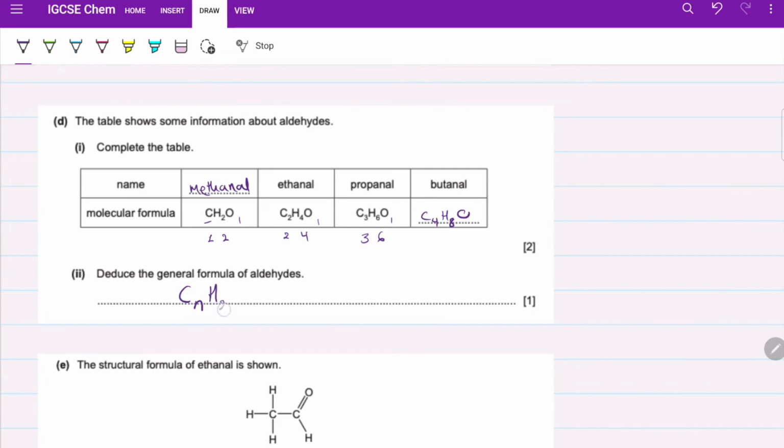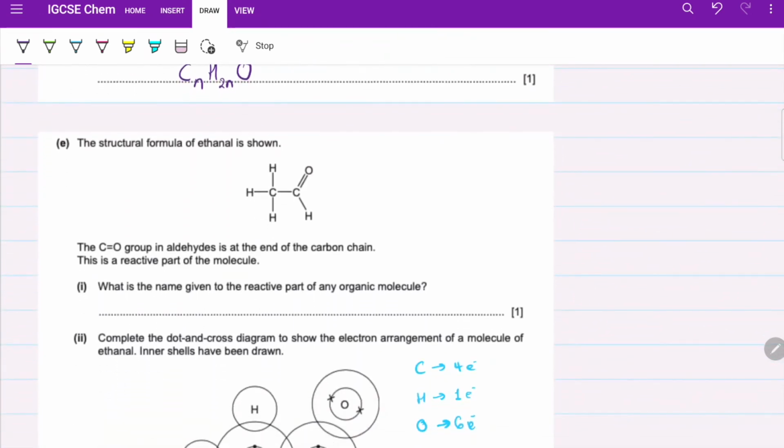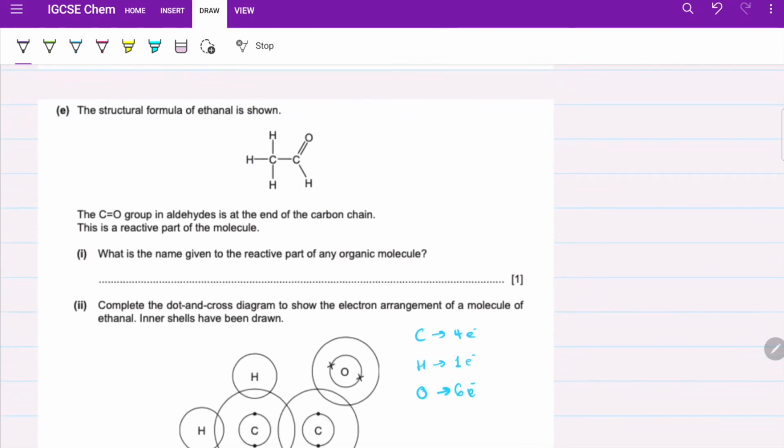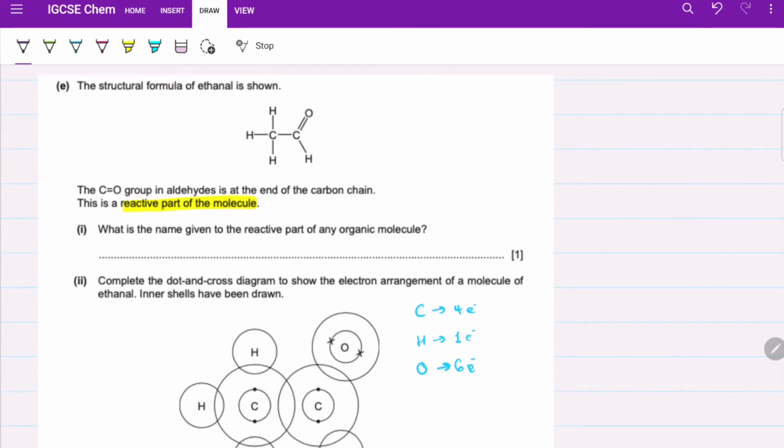Hydrogen is going to be double whatever that number is, so 2N, and then an O, with just nothing there because it's just 1. It's always going to be the same. Now, the structural formula of ethanol is shown. The C double bond O group is in aldehydes at the end of the carbon chain. This is a reactive part of the molecule. So what's the name that's given to reactive parts of any organic molecule? That name is the functional group, because it functions, it does stuff.